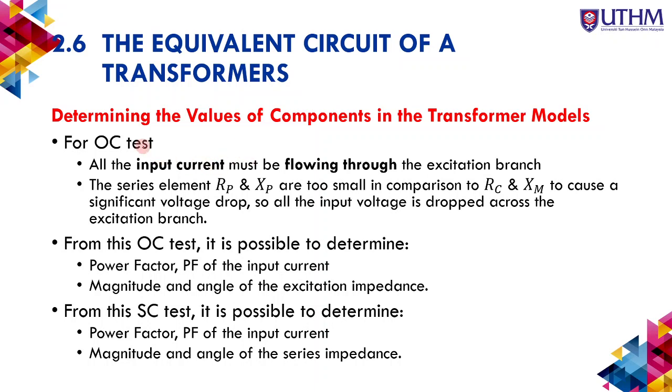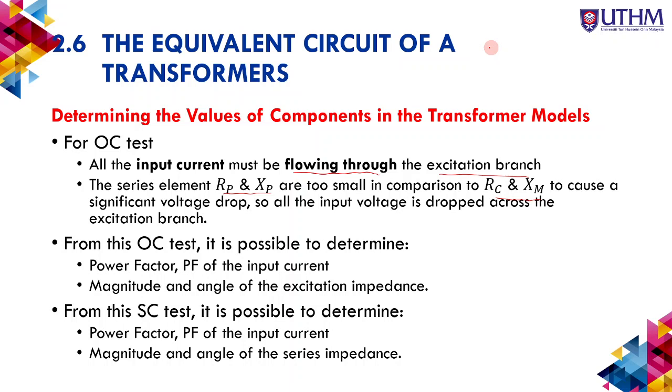So for the open circuit test, what can we get? All the input current must be flowing through the excitation branch. The series element Rp is too small, so the value of Rp is very small. Rp and Xp are small compared to the Rc and Xm, so they do not cause a significant voltage drop. So since we supply the voltage, we assume the voltage drop is negligible.